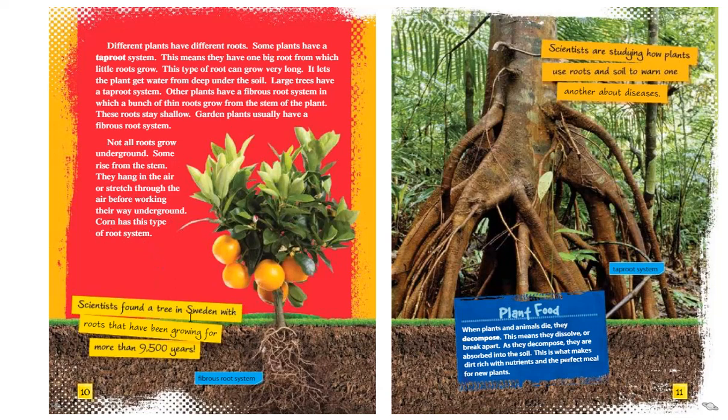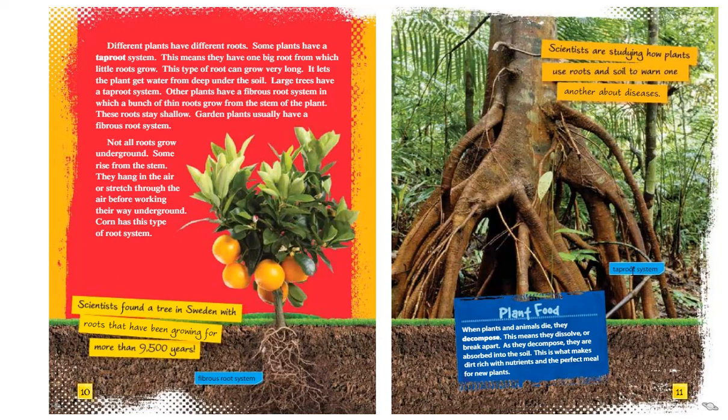So scientists found a tree in Sweden with roots that have been growing for more than 9,500 years. I don't know if that would be this root here. That would be an example of a fibrous root system, so one that grows a bunch of thin, spindly little roots in all directions. Other notes: scientists are studying how plants use roots in soil to warn one another about diseases.